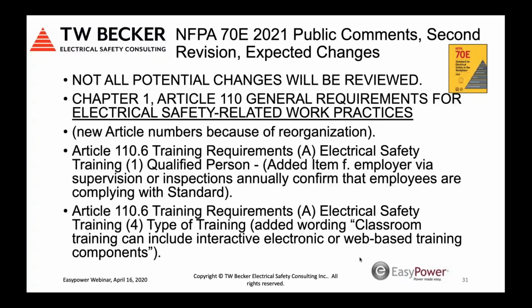Article 110.6, now these numbers have shifted, again, with the changing of the numbers, as long as I've captured that. So training requirements, electrical safety training, qualified person. It added to the list item that the employer via supervision should annually confirm that the employees are complying with the standard. So again, I call this a supervisory level audit of their qualified electrical workers.